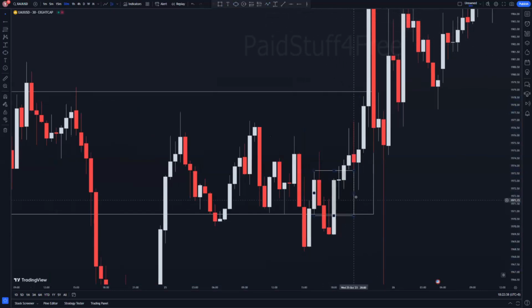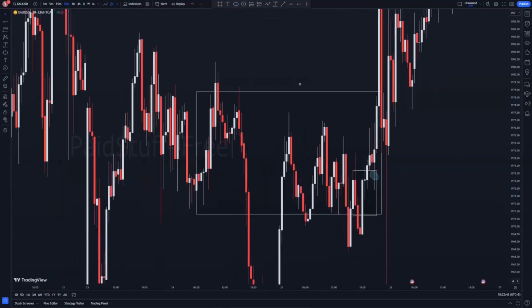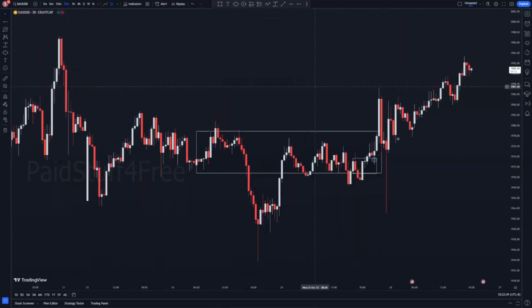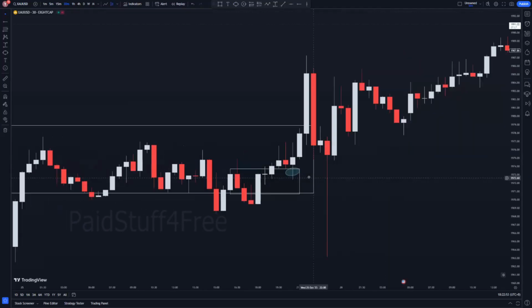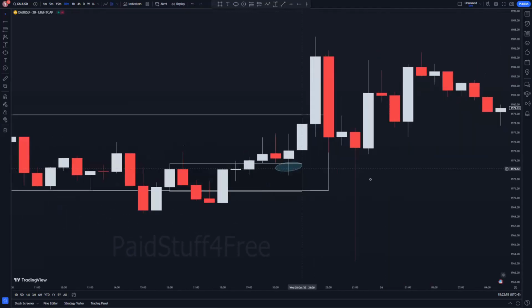Okay, another example. Last night you guys could take this trade during New York, somewhere over here. Okay, and let me give you guys another example. Yeah, a lot of people crashed, right? A lot of people crashed over here.